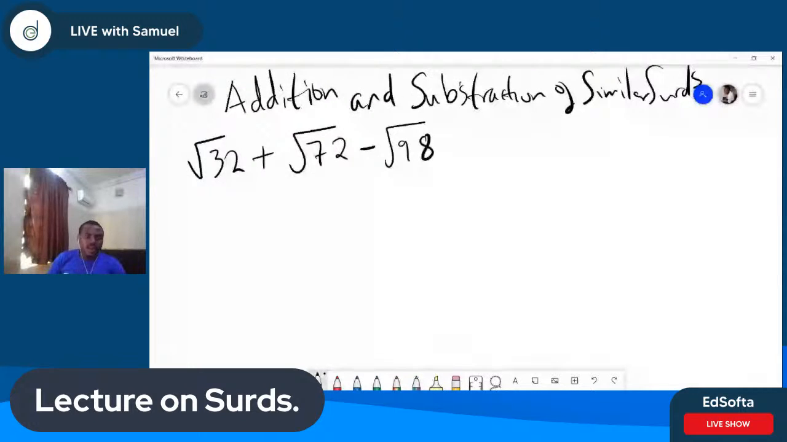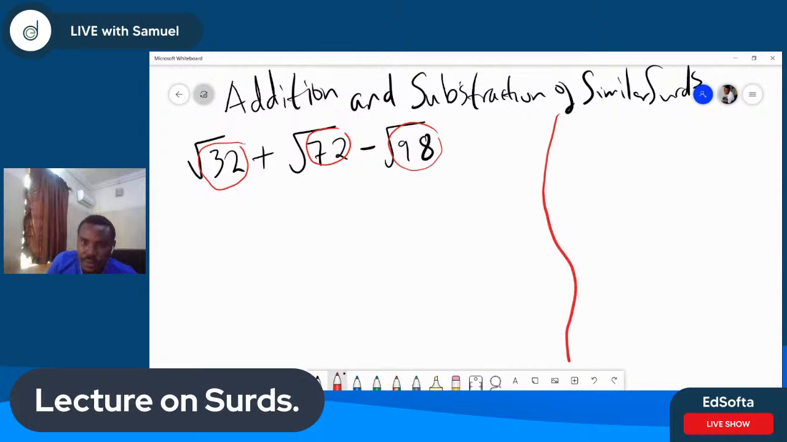Now, the first thing you need to do for you to be able to add these surds together is to put them in their simplest form. So now, what we can do is the first one, 32. Write out its factors. We have 1, 2, 4, 8, 16, and 32. Is 32 a perfect square?